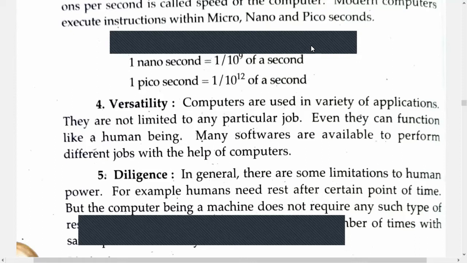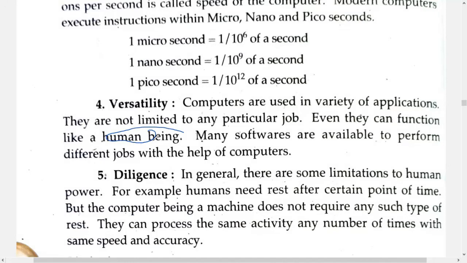Versatility: computers are used in a variety of applications. They are not limited to any particular job. Even they can function like a human being. When you give an instruction, it just executes. It will never question why you asked this. However, in recent developments, artificial intelligence and machine learning are quite different. It is advanced. However, even artificial intelligence and machine learning also work on instructions based on previous data.